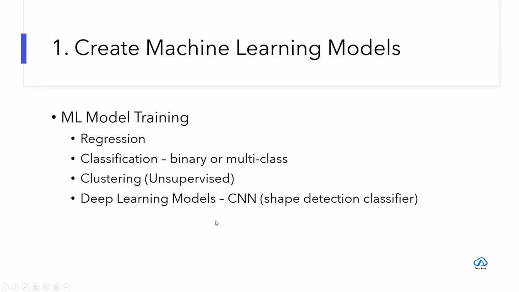And the last one is deep learning models. Deep learning is a big topic, and you will get some questions regarding convolutional neural networks, like shape detection or a shape detection classifier. You will get a use case where you design a three-class classifier of a triangle shape, a circular shape, or a square shape, and how would you do that?